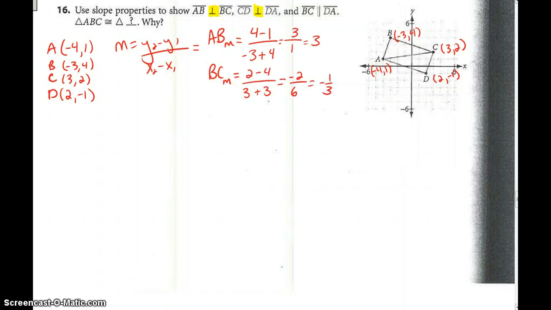Now let us look at BC's slope. BC has a slope of negative 1/3. So what do we notice about the two slopes? They are opposite reciprocals of each other. So the slope property that we are citing or using to show AB being perpendicular to BC is the property that says slopes of lines that are perpendicular to each other are opposite reciprocals of each other.